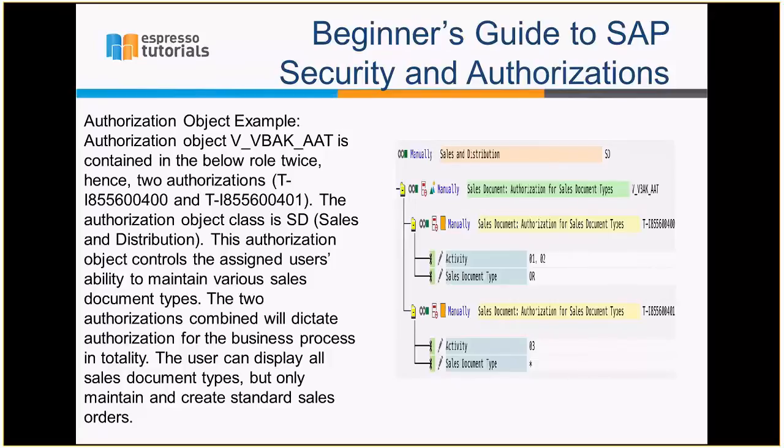So we group certain authorizations by authorization object class. Classes are logical groupings of authorization objects by business process area. So we have the controlling authorization object class, we have finance, we have purchasing, we have sales and distribution, materials management.